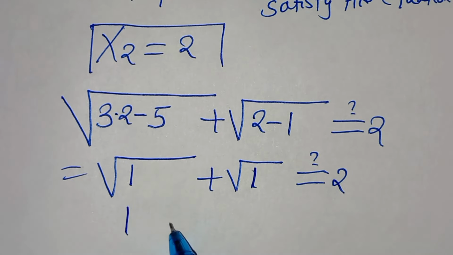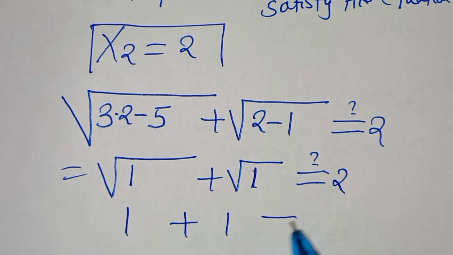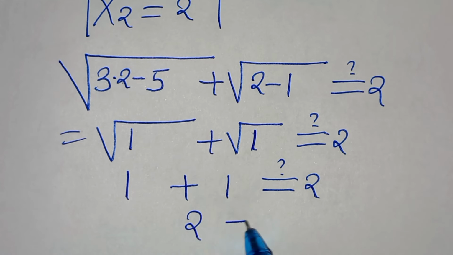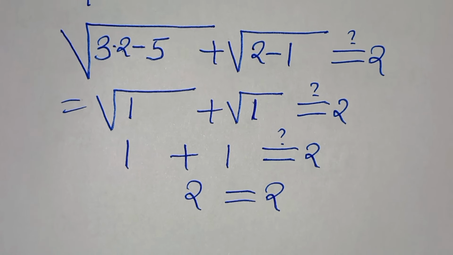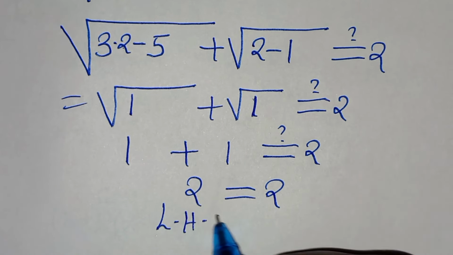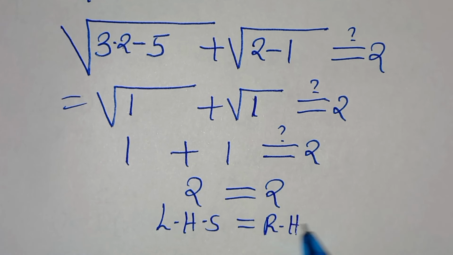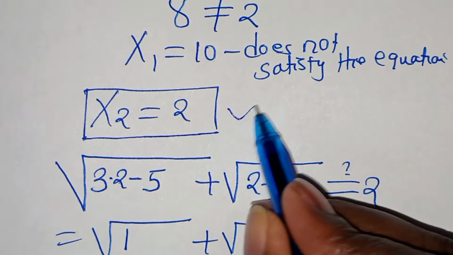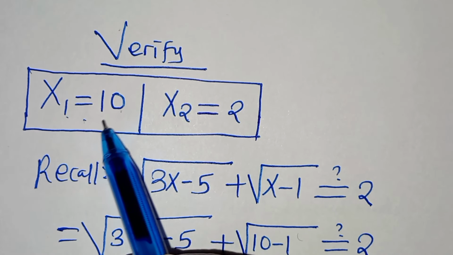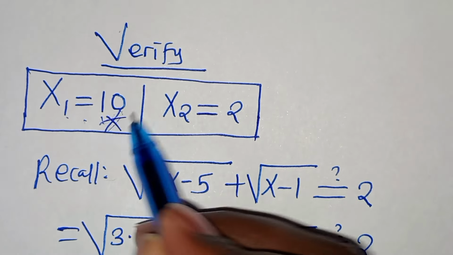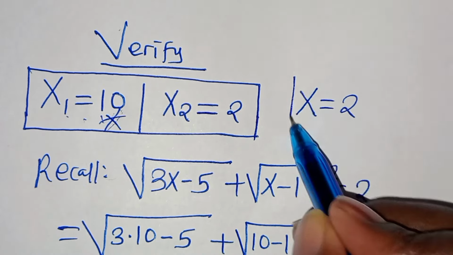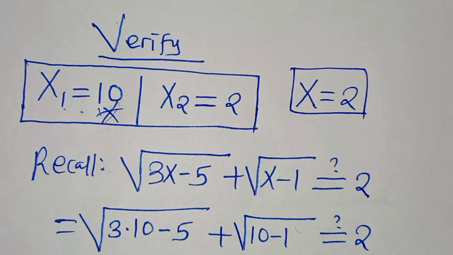Square root of 1, this is 1. Plus square root of 1, this is 1. And this is supposed to give us a value of 2. So 1 plus 1, this is equal to 2, which is equal to 2. So this implies that the left hand side is equal to the right hand side. And this affirms that x2, which is equal to 2, satisfies the equation. So therefore, x1 here is rejected. So we only have one solution here, which is x equal to 2. So this is the only solution to this math problem.